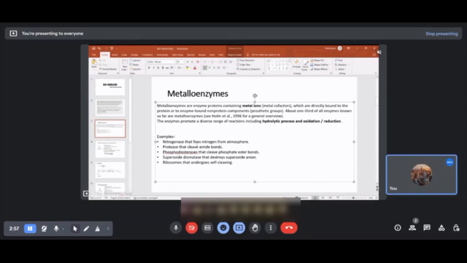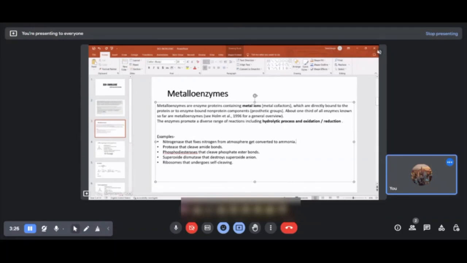For example, we have already discussed that during the nitrogen fixation process in the soil, nitrogen from the atmosphere gets converted to ammonia.